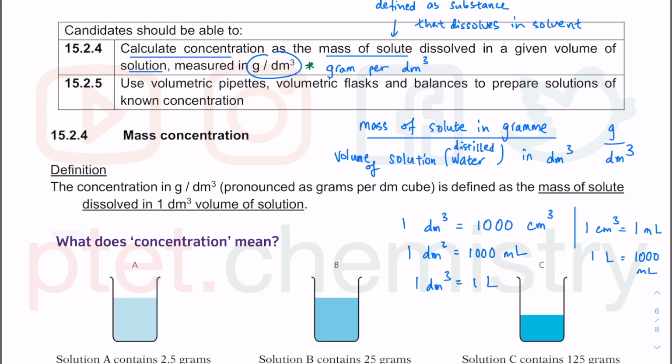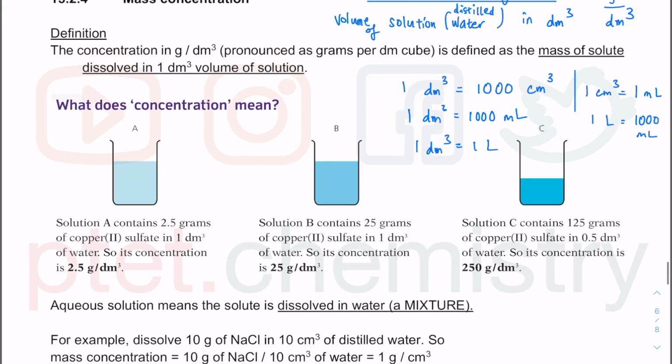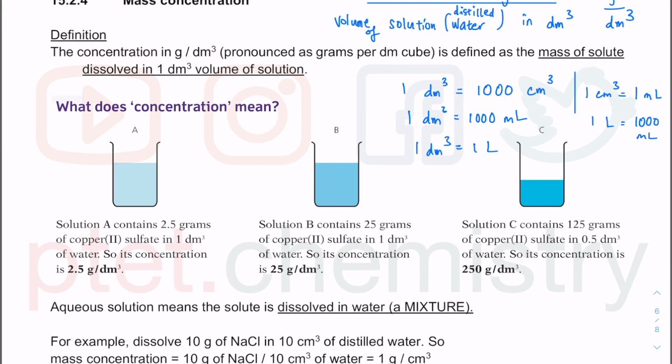Okay. So the definition of mass concentration is basically the concentration in gram per dm cube. I already mentioned that: mass of solute dissolved in 1 dm cube volume of solution. Okay, so what does concentration actually mean? So when we have 2.5 gram, so this is mass. So what is our solute? Our solute here is copper 2 sulfate.